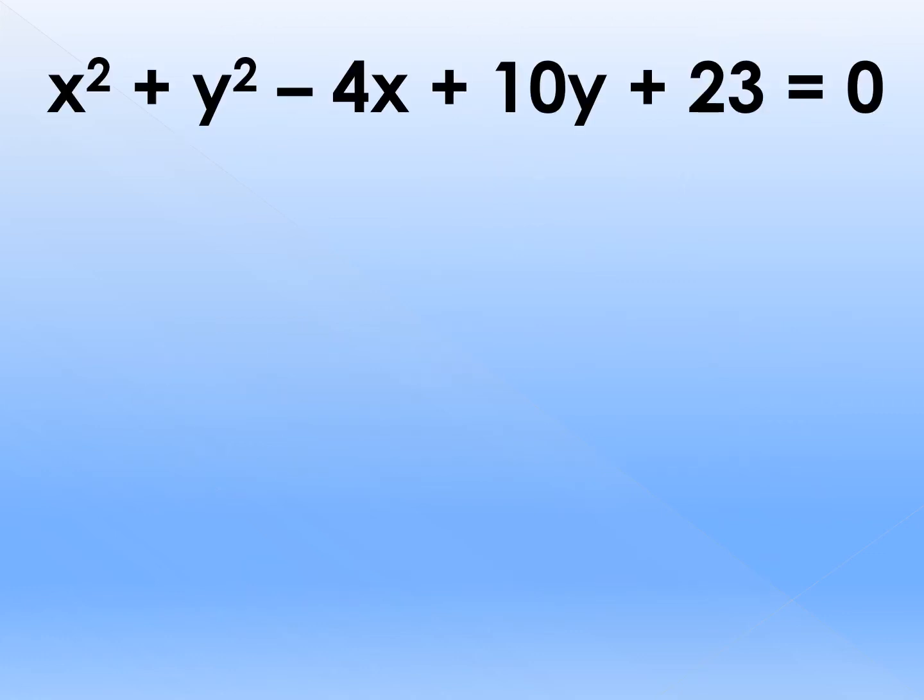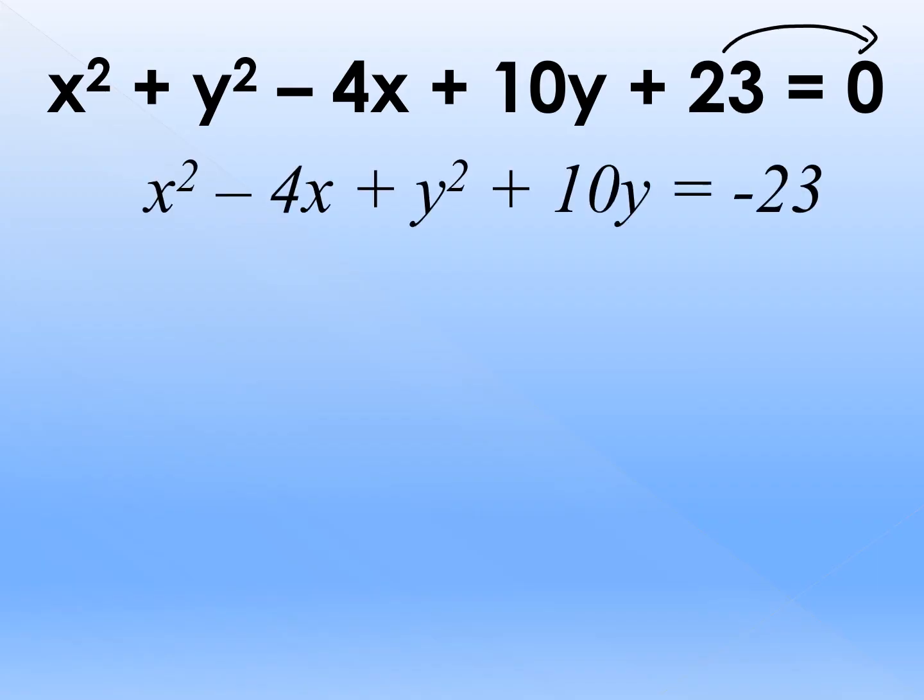Then let's have the next example. We have x squared plus y squared minus 4x plus 10y plus 23 equals 0. Now let's combine like terms. We can combine x squared minus 4x, and combine y squared plus 10y, and then we're going to transpose 23 to the other side. So positive 23 will become negative 23. This is what happens in the first step: combining like terms, x squared minus 4x, y squared plus 10y, and positive 23 transposed to the other side.